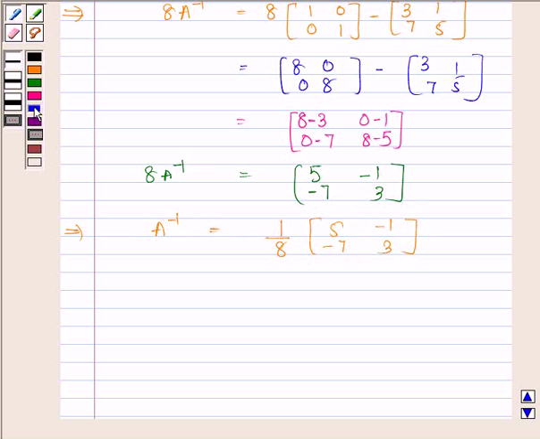Hence, our required answer is 1 by 8 into 2 by 2 matrix in which elements are 5, minus 1, minus 7, 3.